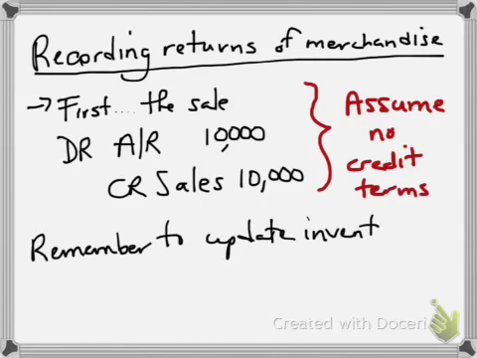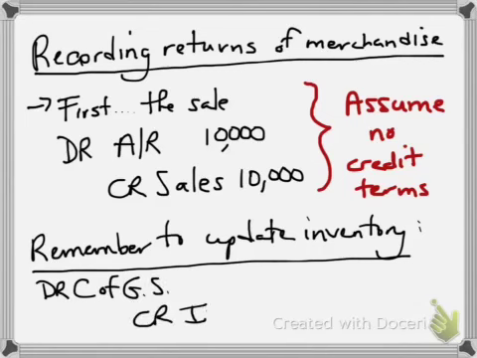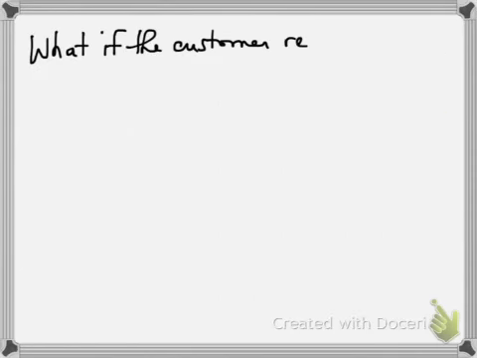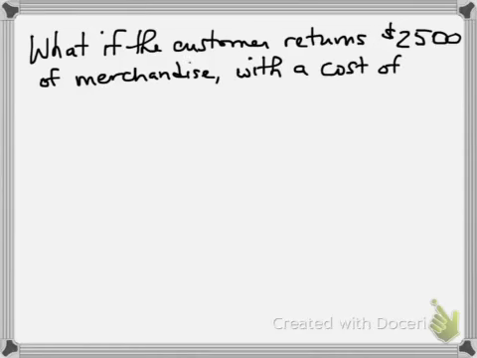Remember that we would also have to update the inventory account, where we would debit cost of goods sold and credit inventory, and let's just say the cost of the merchandise was $4,000. What if the customer decides to return $2,500 of the merchandise and that merchandise had a cost of $1,000? How would we record that?